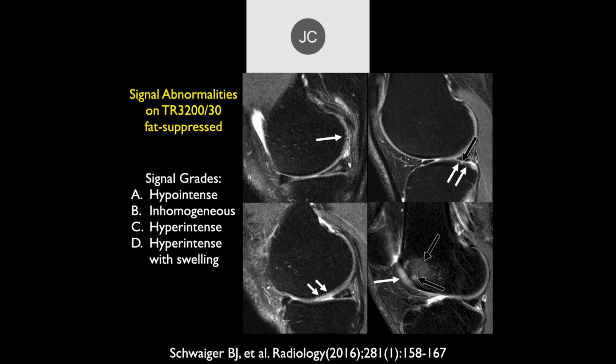And then they re-imaged them 2 years later to see what happened to the cartilage in the area where there's signal abnormalities. And they graded the signal grades into focal hypointense, like we see here, inhomogeneous signal over a larger area, like we see back here, hyperintense, which we see here, and hyperintense with thickening of the articular cartilage, which we see here. So they're looking at signal changes within the cartilage, not defects within the cartilage.